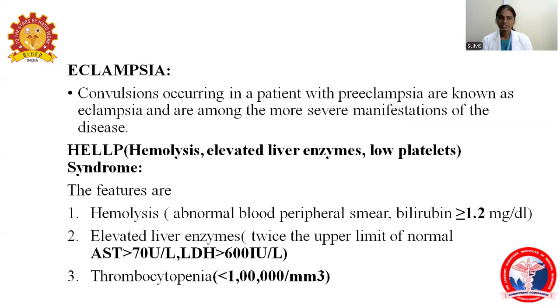Coming to eclampsia, these are convulsions occurring in a patient with preeclampsia and are a more severe manifestation of this disease. One more syndrome in hypertensive disorders of pregnancy is HELLP syndrome. It is hemolysis, elevated liver enzymes, and low platelets. The features include hemolysis with an abnormal peripheral blood smear, with bilirubin more than 1.2, elevated liver enzymes at twice the upper limit of normal, and thrombocytopenia with a platelet count less than 1 lakh.